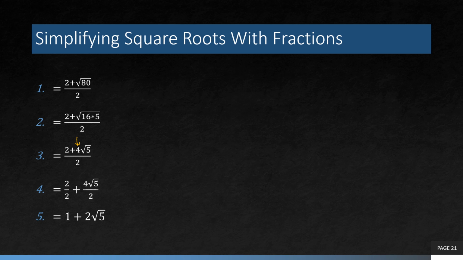I'm going to break this into its components because this is now 2 over 2 plus 4 rad 5 over 2. The 2 over 2 becomes a 1. We can simplify this way, and so now I get 1 plus 2 times square root of 5 as my final simplified answer.